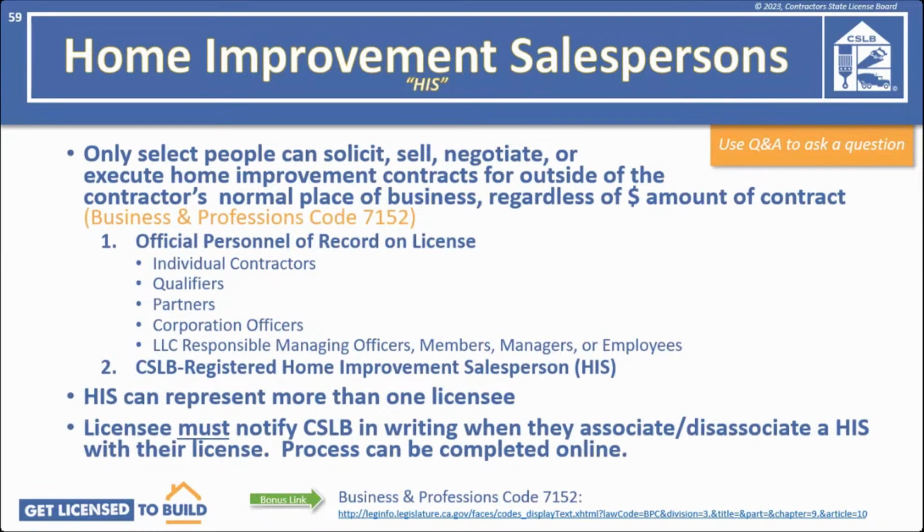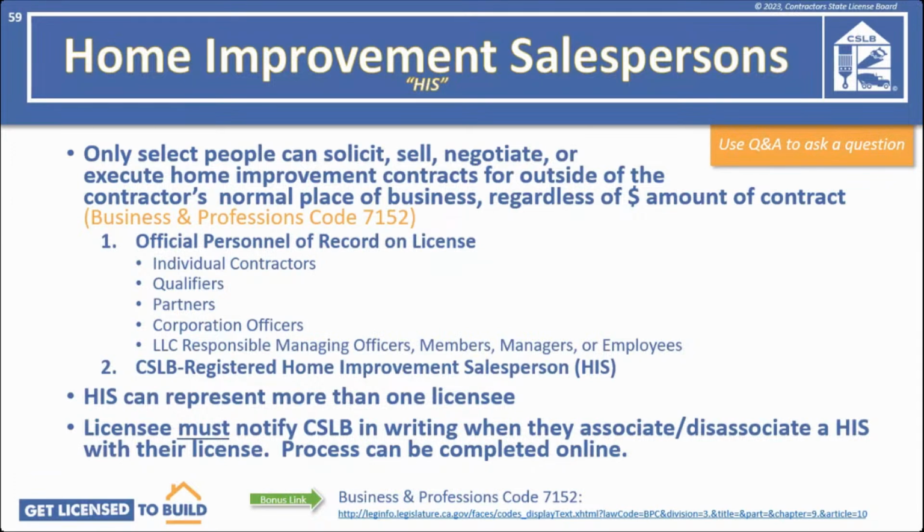Once you get your license and get to work, you might want to hire someone as a salesperson to solicit, sell, and negotiate home improvement contracts on your behalf outside of the place of business. These people are called home improvement salespersons, or HIS. Without an HIS, the official personnel of record on the license are the only ones who can solicit, sell, negotiate, or execute a contract. This includes individual contractors, license qualifiers, partners, corporation officers, and LLC responsible managing officers, members, managers, or employees.